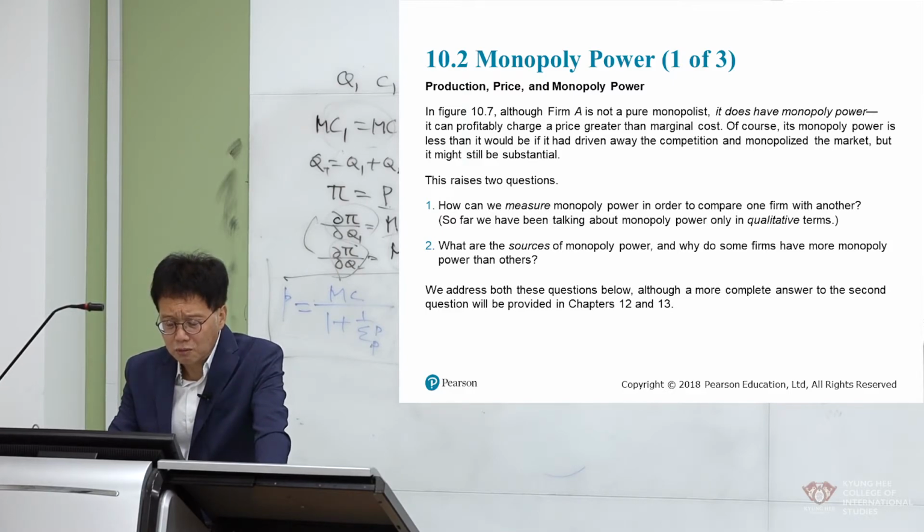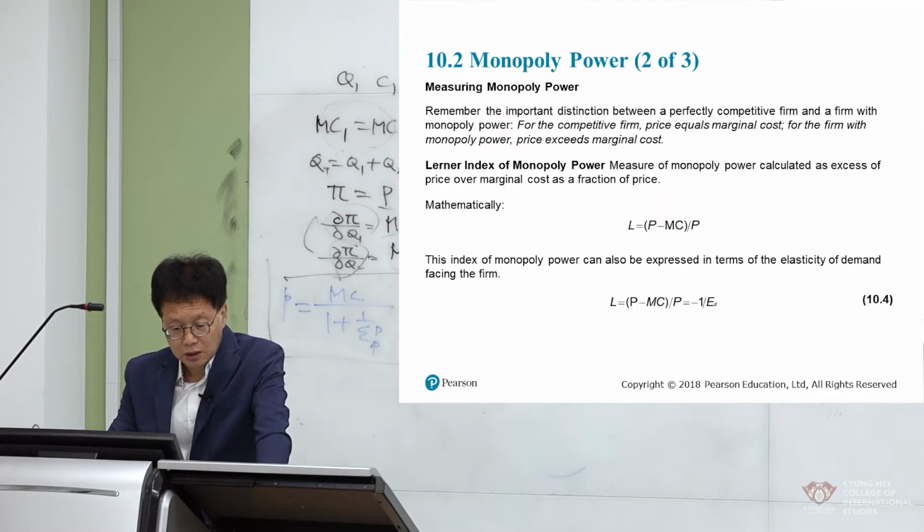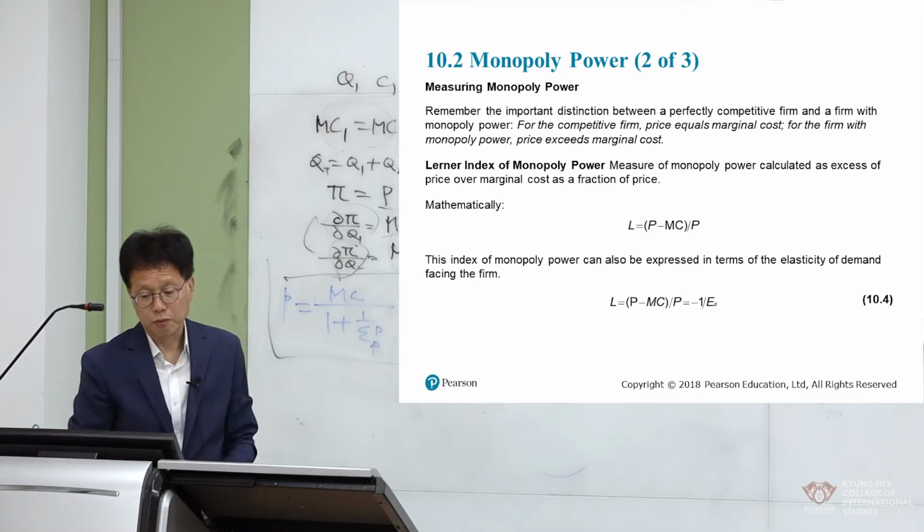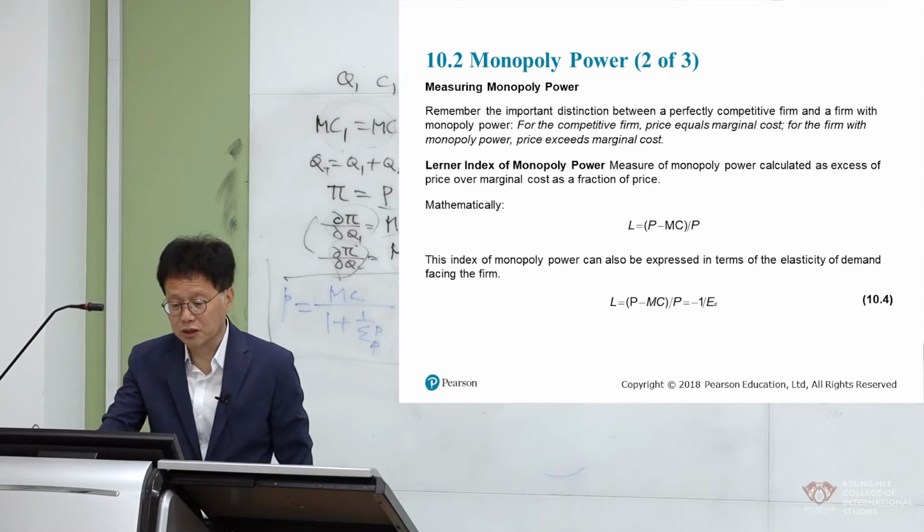Number two, second question. What are the sources of monopoly power? And why do some firms have more monopoly power than others? We address both of these questions below, although a more complete answer to the second question will be provided in chapter 12. Okay? So, next slide.